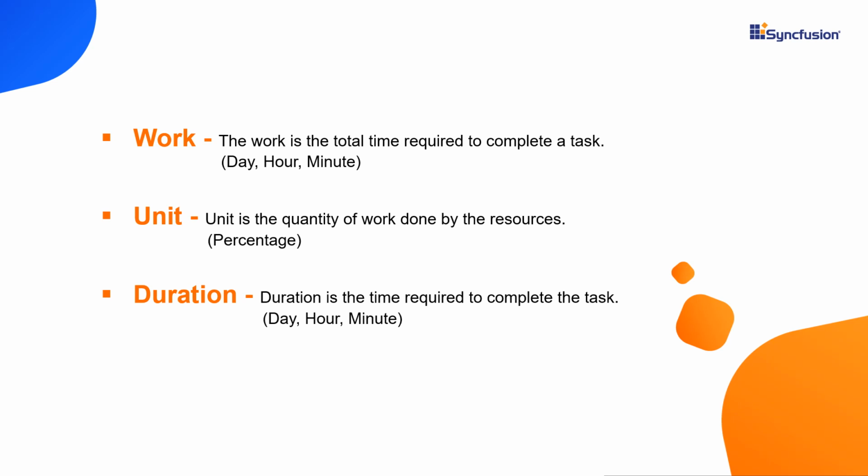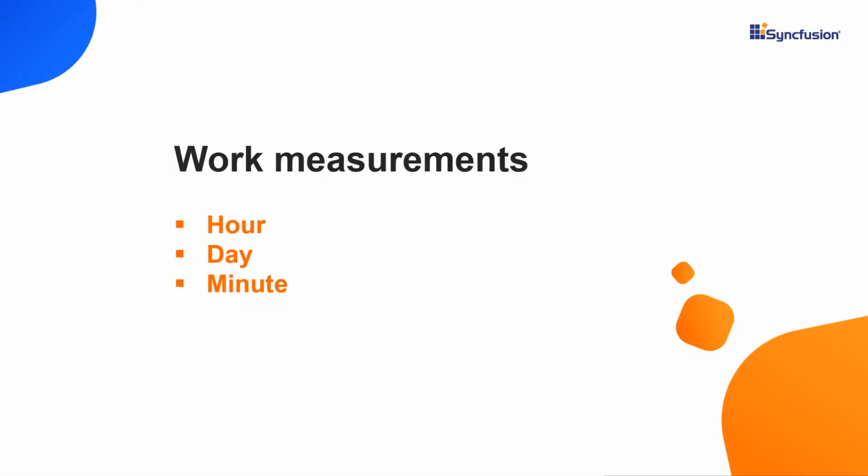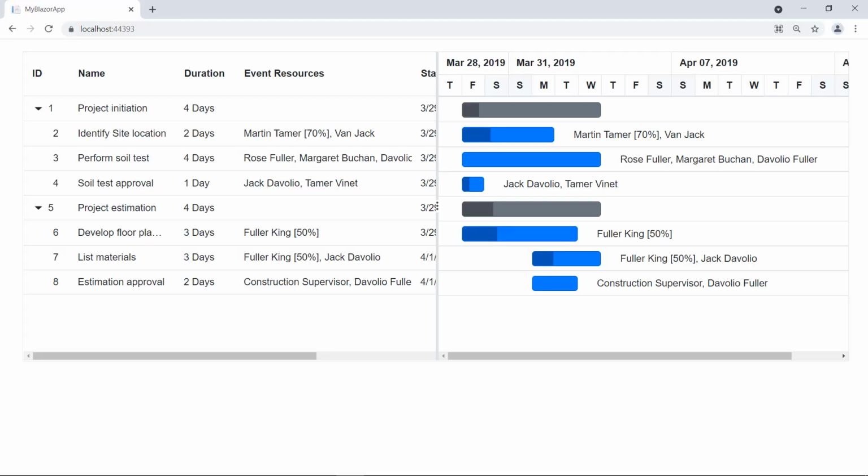Duration is the time required to complete the task. The duration can be measured in day, hour, and minute. You can define the duration unit for the whole project or to a particular task from the data source. Let me show you how to add work to complete a task. Hour is the default value. In this example, I will explain work in hours.